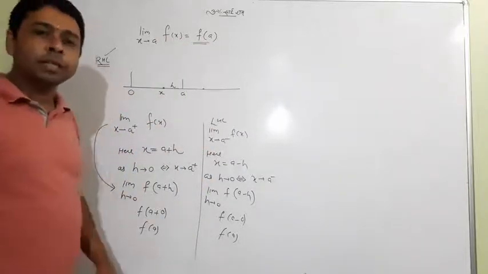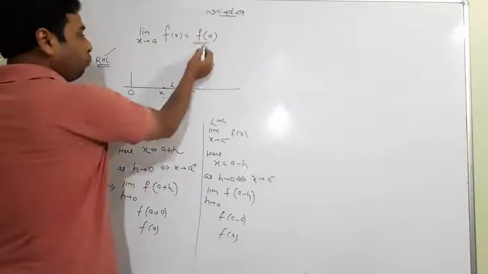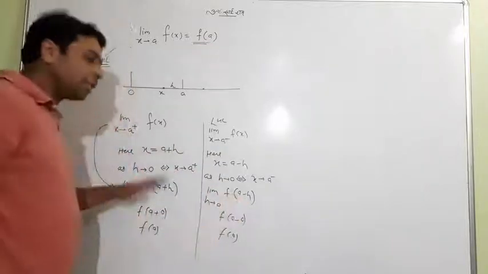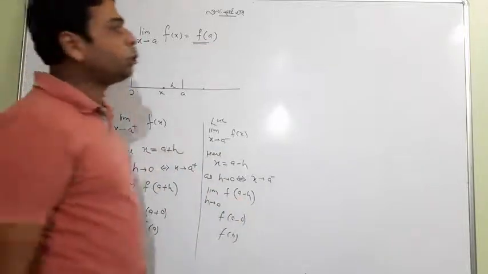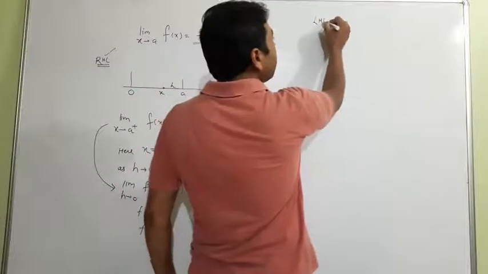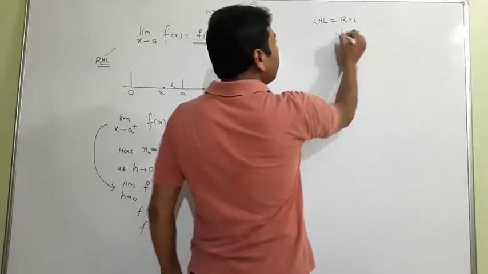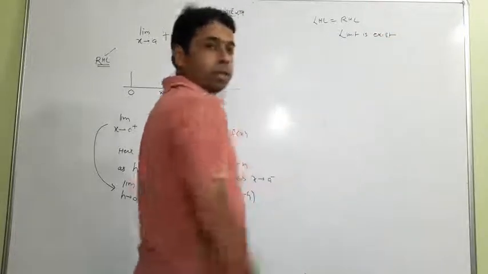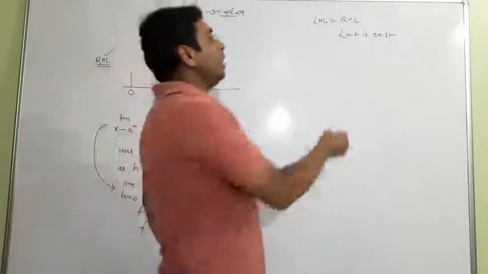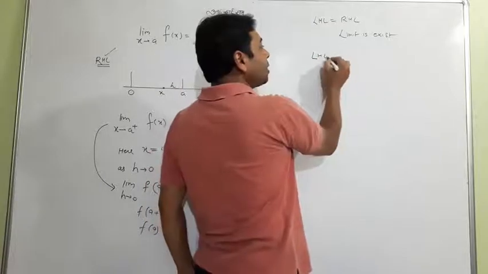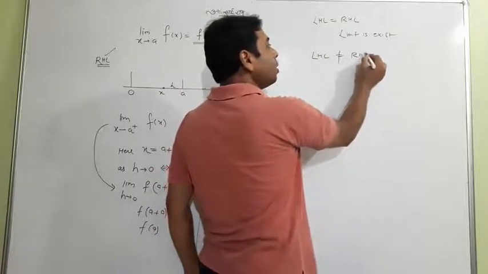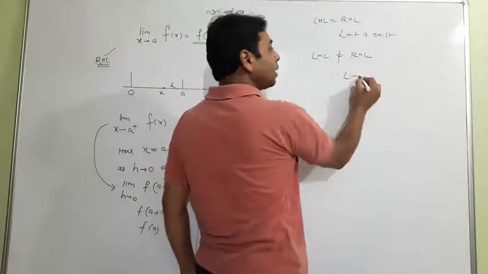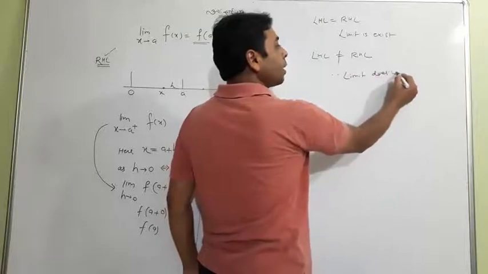Now you are thinking, if we can directly put the value, why are we using this? But this is very important. One should know that when LHL and RHL are equal, the limit exists. Unfortunately, in some cases, if LHL and RHL are not equal, I would say that the limit does not exist.